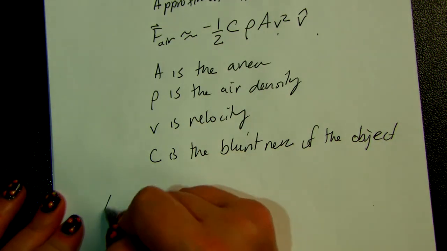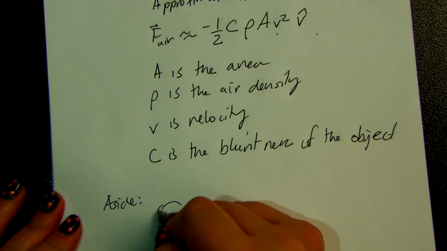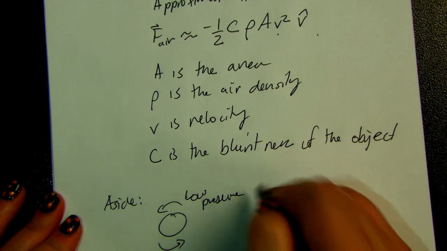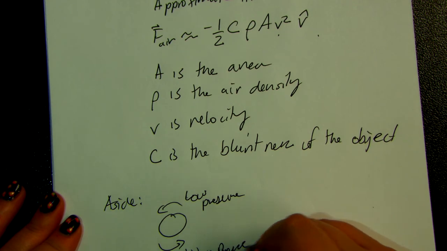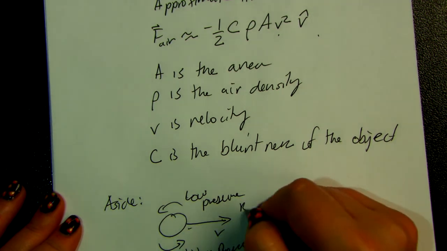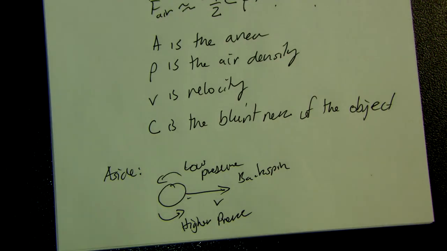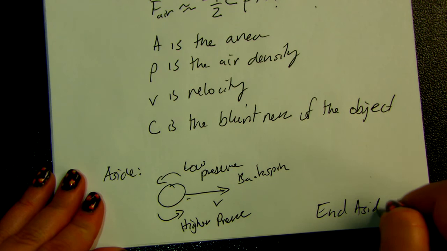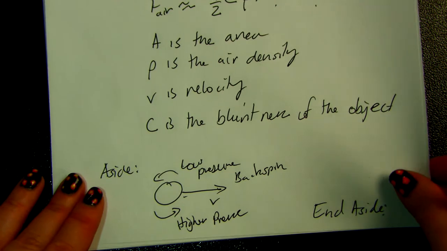Also, along those lines, speaking of baseball, when you put spin on something, you'll have a section of low pressure and higher pressure, giving you backspin. This is all due to air resistance. You can understand this using fluid flow. All right, so let's end this aside. Okay, so let's understand air resistance taking a particle perspective.